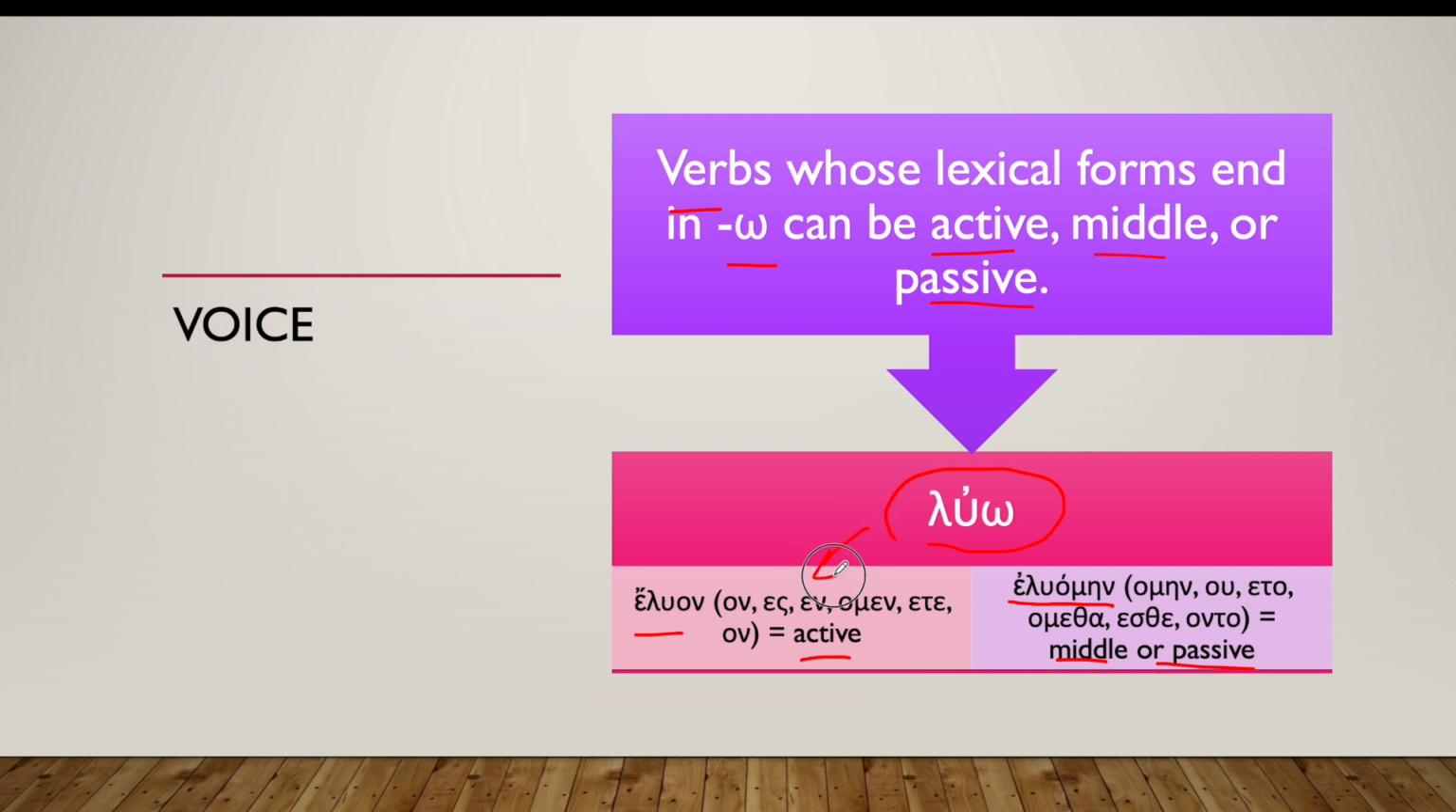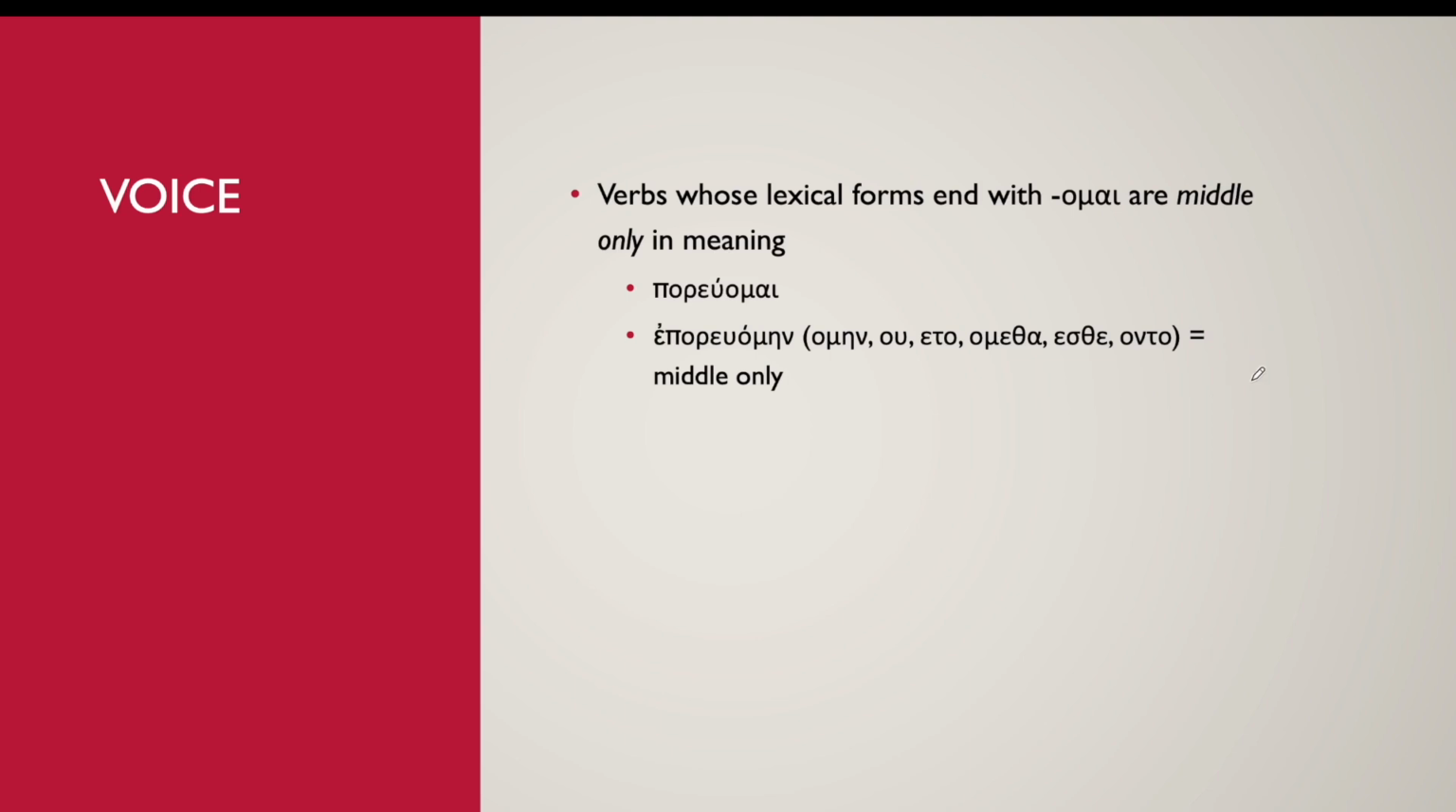Again, the same distinctions hold as we saw in the present tense: active endings and middle or passive endings. But if verbs have a lexical form that ends in omai, they are middle only. The example here is poreuomai, to go. Let's say this verb occurs in the imperfect tense. It will have middle endings in the imperfect, and the nuance is middle only. It's not passive, it's a middle only verb.